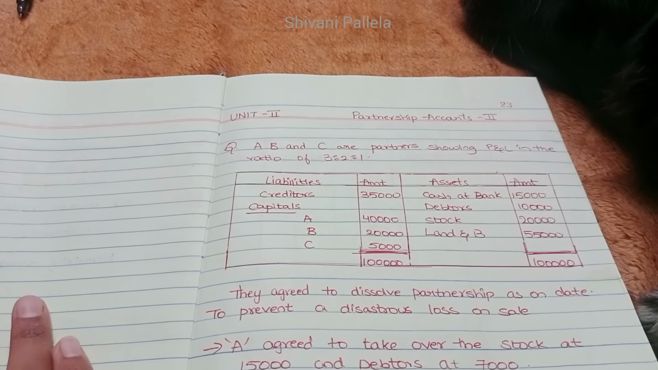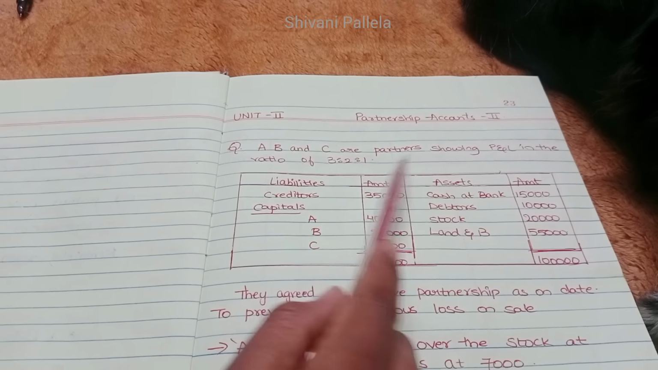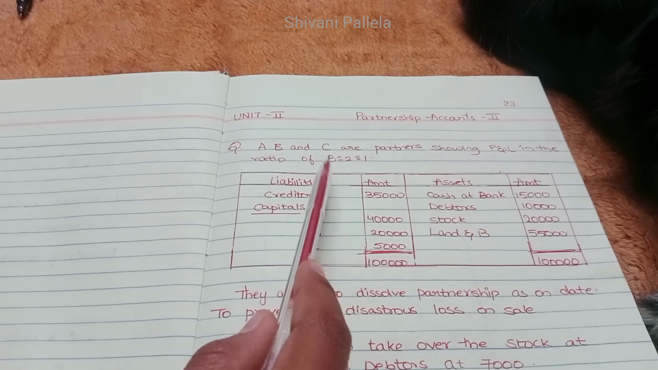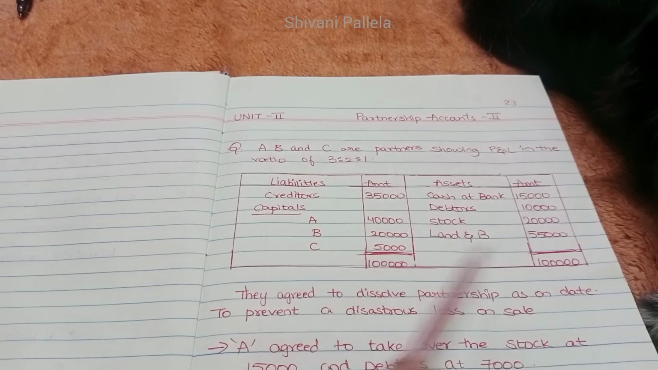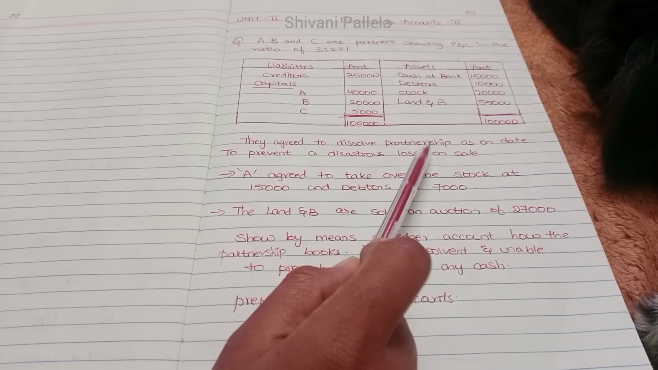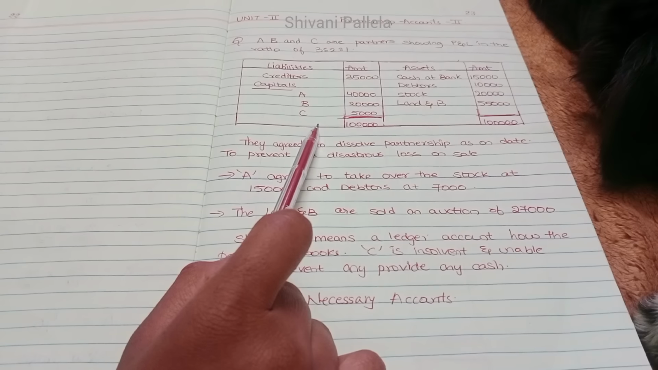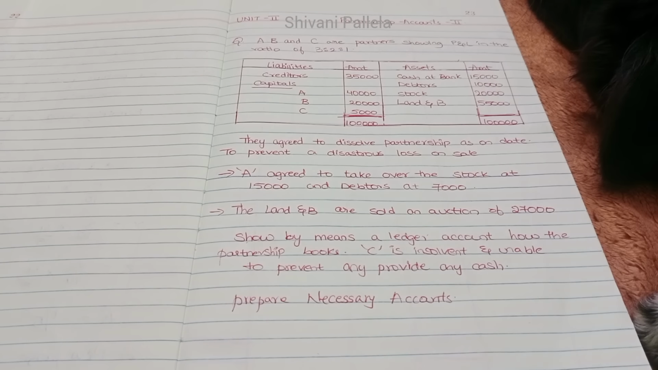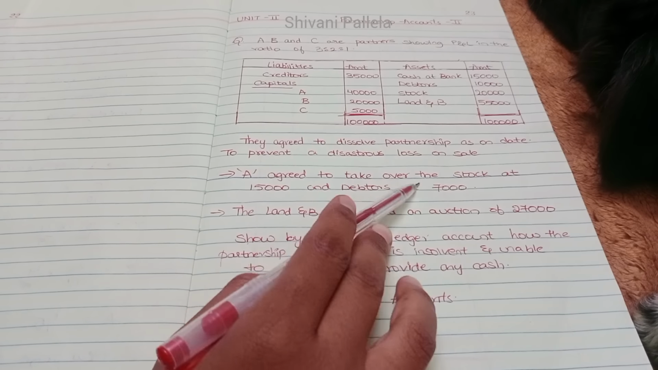Question. How will they ask the question? A, B, C are partners sharing profit and losses in the ratio of 3:2:1. Their balance sheet is as follows. After that, they agreed to dissolve the partnership firm to prevent destroy. They are getting losses, so all three decided to dissolve this firm. A partner agreed to take over the stock.